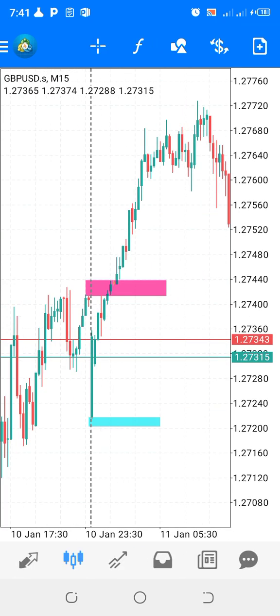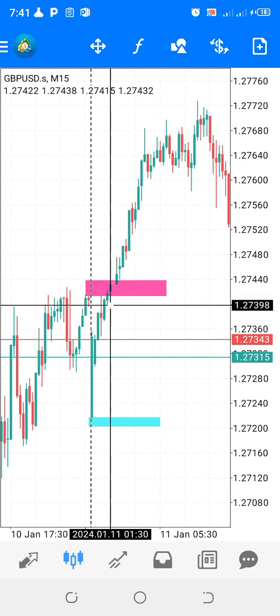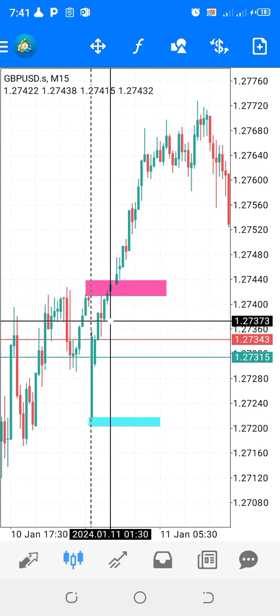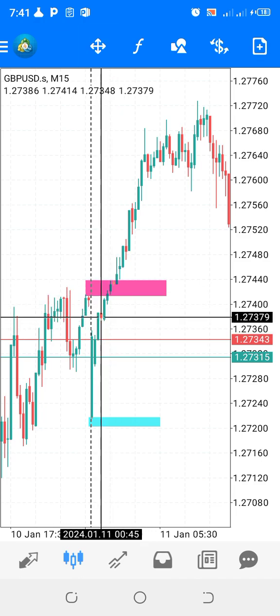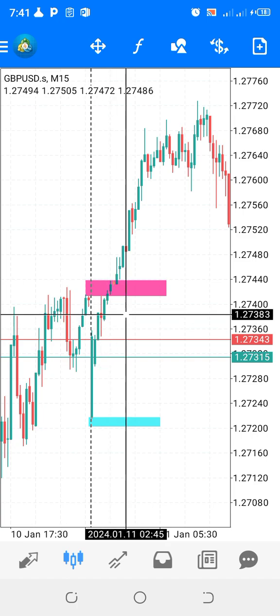Okay, so now I have seen the two levels that have formed. The next thing I want to see is the turning point of the impulse break.